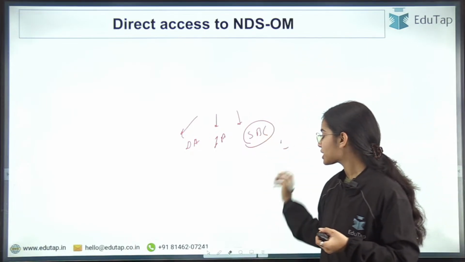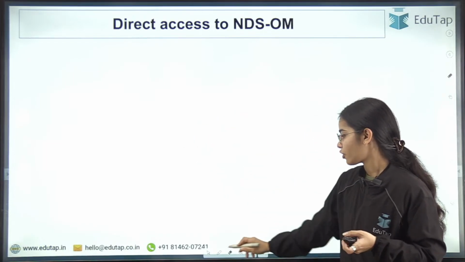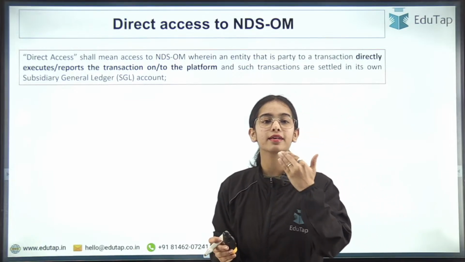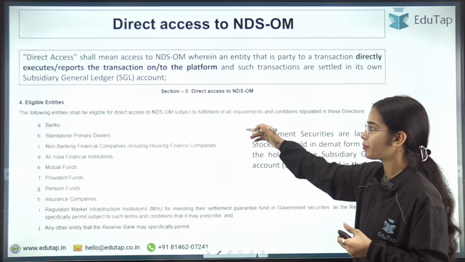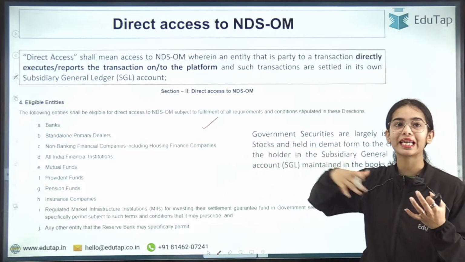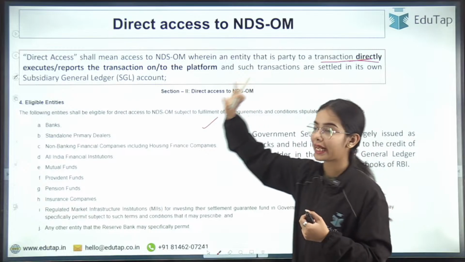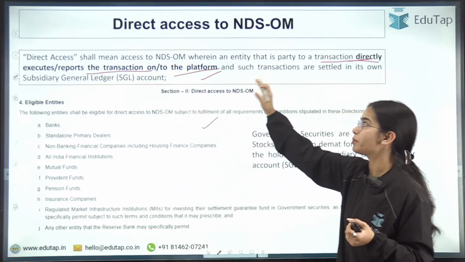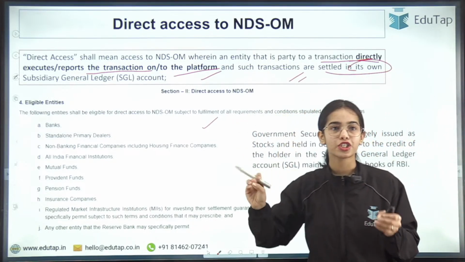Now, what is this direct access of the NDS-OM? Who can have direct access of the NDS-OM? Direct access to the NDS-OM means that these entities can directly access the NDS-OM platform. They can initiate the transaction, execute the transaction, and report the transaction onto the NDS-OM platform, and such transactions are settled in their own subsidiary general ledger account.